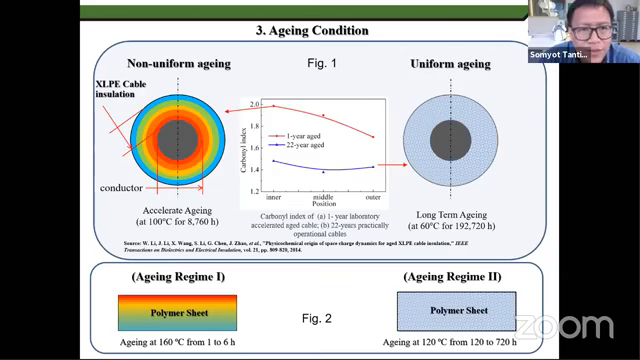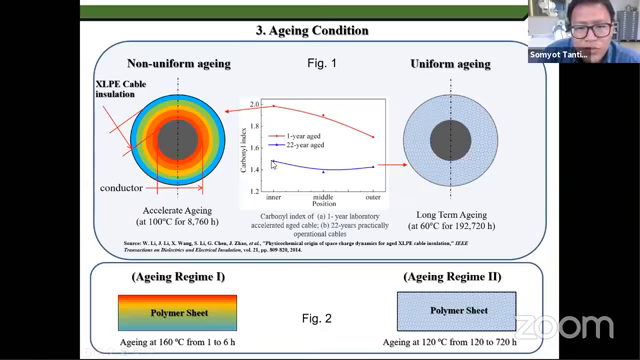What is the difference between non-uniform and uniform? You can see from the graph in the middle that shows the carbonyl index. As I said, the carbonyl group is the key to indicate the degree of aging for the polymeric insulation. So now we can see the non-uniform aging. The carbonyl index is highest near the conductor core, and then reduces toward the outer part of the insulation.